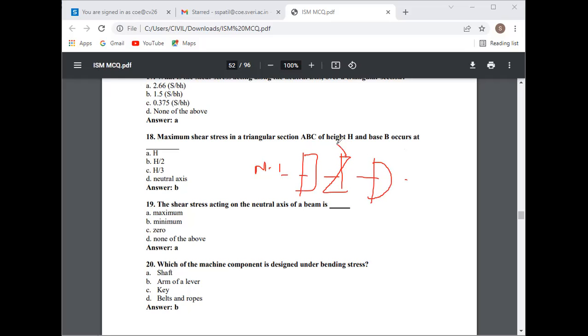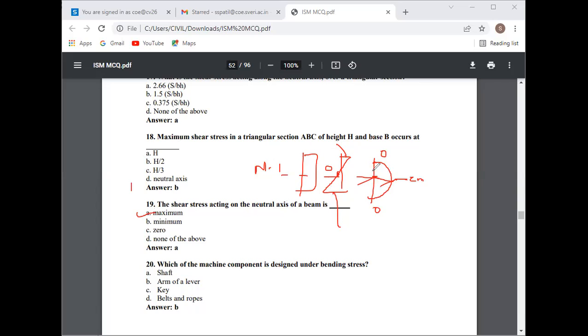बेंडिंग स्ट्रेस हा टॉप आणि बॉटमला मॅक्सिमम आहे आणि न्यूट्रल ऍक्सिसला 0 आहे आणि त्याच्या अपोजिट शिअर स्ट्रेस इज 0 ऍट टॉप अँड बॉटम अँड मॅक्सिमम ऍट न्यूट्रल ऍक्सिस. हे एका डायग्राम वर तुम्हाला 4 ते 5 क्वेश्चन कसेही विचारले जाऊ शकतात. म्हणजे एकच विचारतील पण काय विचारतील हे आपण सांगू शकत नाही. इथे काय विचारलंय तर शिअर स्ट्रेस ऍक्टिंग ऑन द न्यूट्रल ऍक्सिस ऑफ द बीम. म्हणजे न्यूट्रल ऍक्सिसला शिअर स्ट्रेस किती असतो तर मॅक्सिमम असतो.